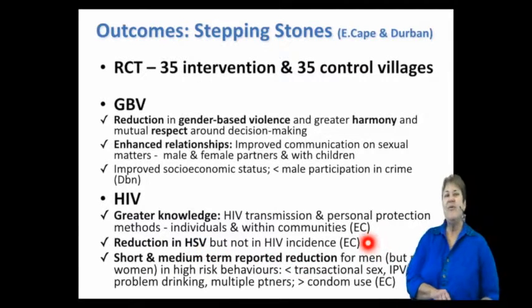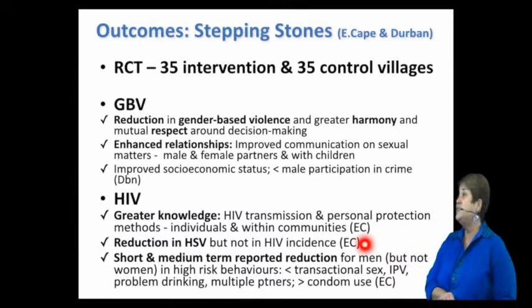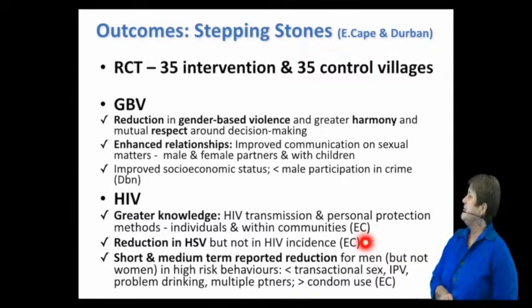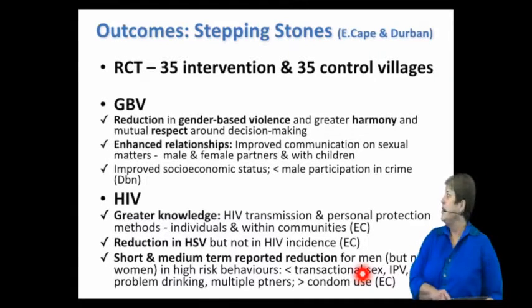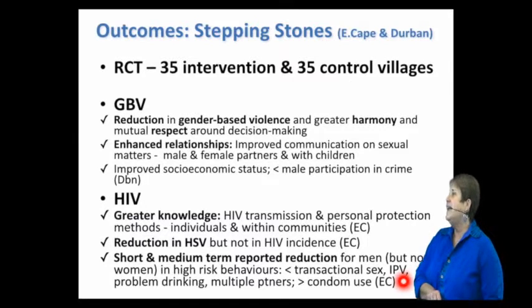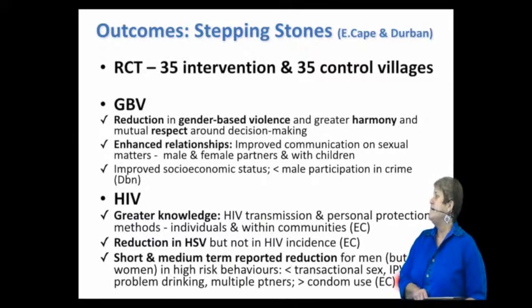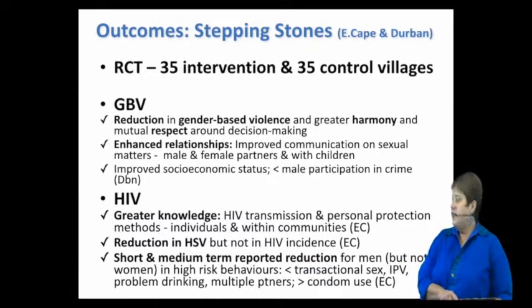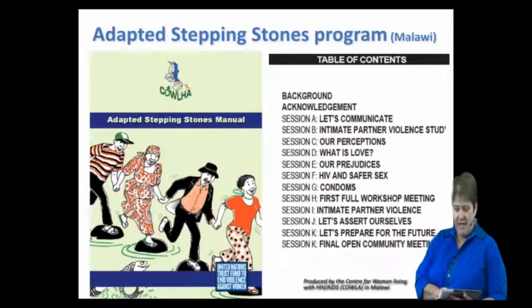Now, HIV, this might take quite a long time to have an impact, or it may just be that the program wasn't effective enough. The interesting thing they found is that in the short and medium term, there was a reduction in high sexual risk behaviors for men. For example, less transactional sex, less intimate partner violence, problem drinking, a decrease in multiple partners, increased condom use, but they didn't find it for women, only for men. And we don't know if this was going to be sustained for men.